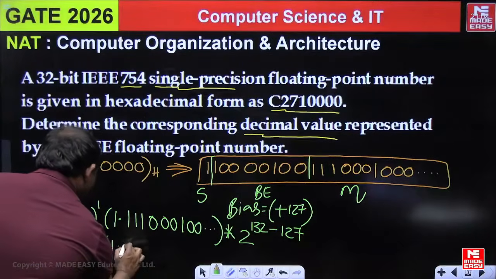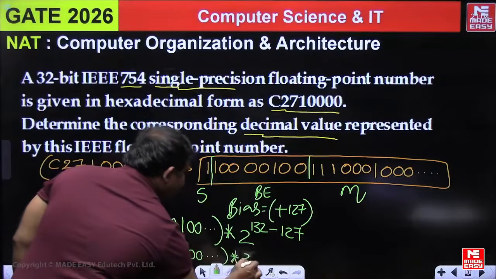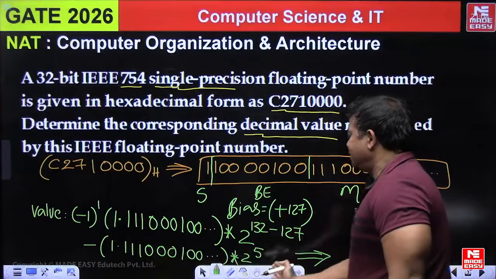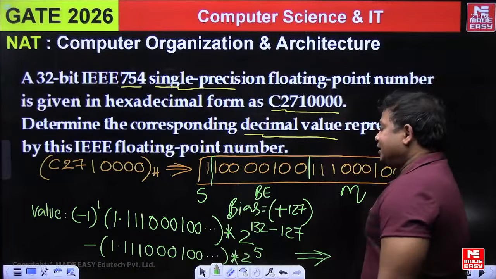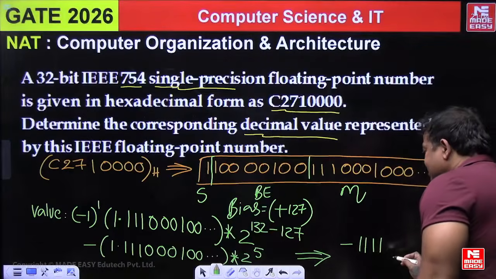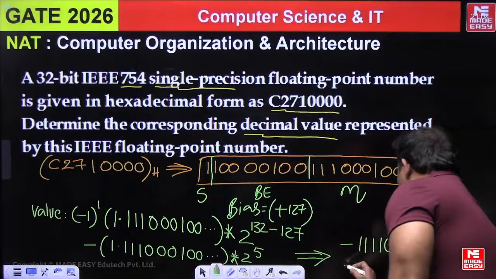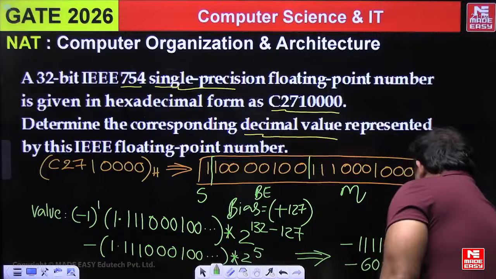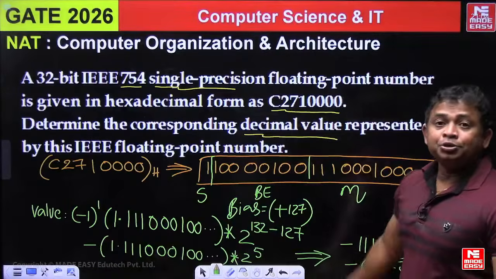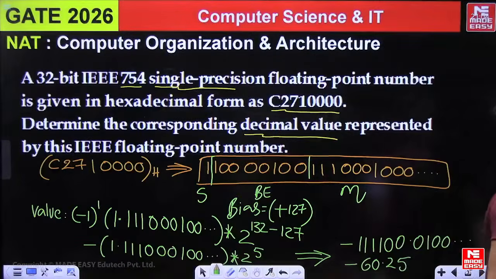So minus 1.1110001 and so on, into 2 power 5. This is the binary. For the equivalent decimal value, make this exponent 0 by shifting the data to the left 5 times. So minus 111100.01 and so on. Its value is minus 60.25. Students, this is the equivalent decimal value for the given hexadecimal code. Next.